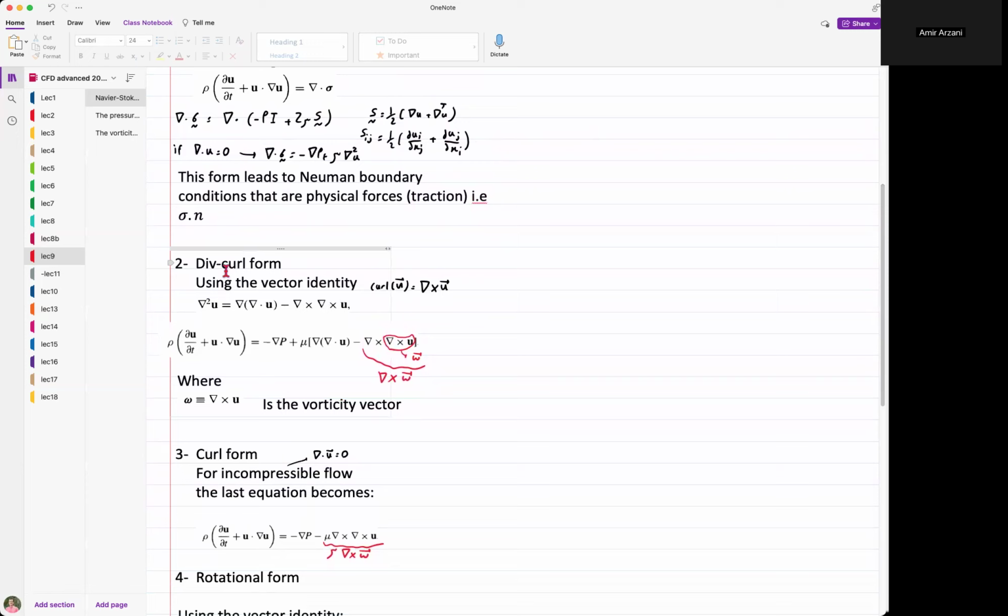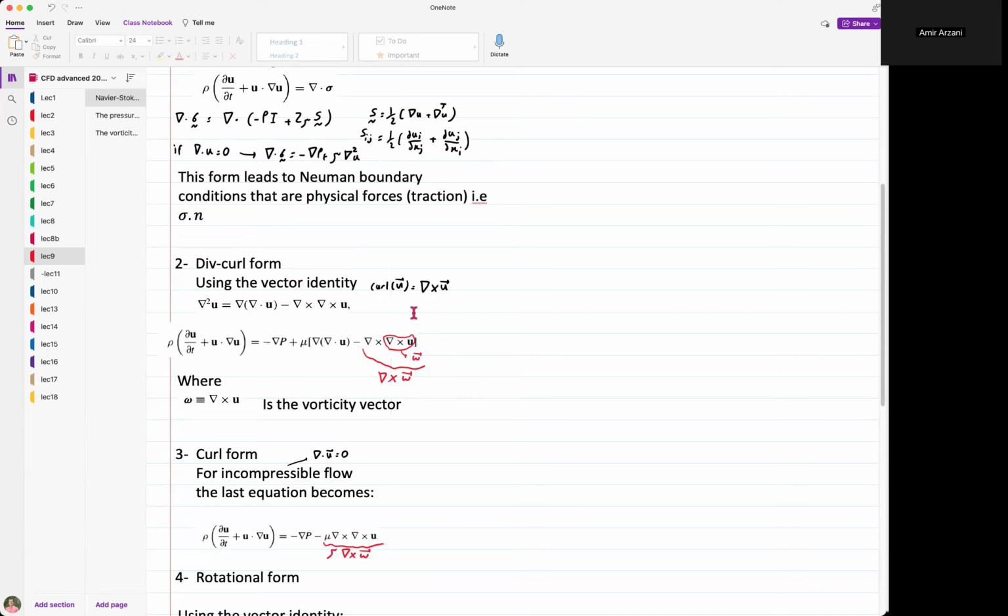One choice is the divergence curl form, where instead of the Laplacian of u in the right-hand side of Navier-Stokes equations, when we plug in for sigma, you get divergence of sigma is minus grad p plus mu, which is viscosity, times Laplacian of u. So you can take Laplacian of u and replace it with this vector identity, where you have gradient of divergence of u minus curl of curl of velocity. And curl of velocity is vorticity. So this term is simply curl of vorticity.